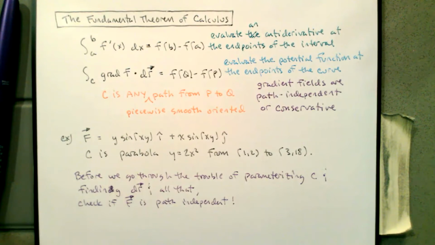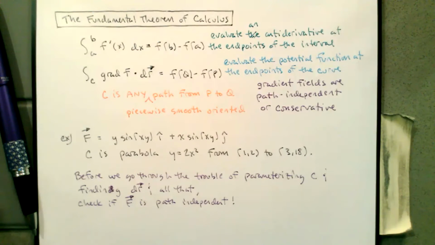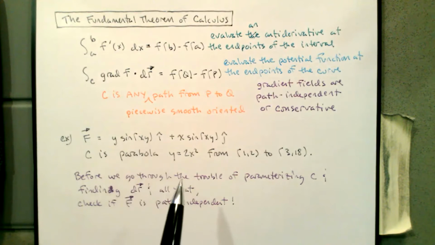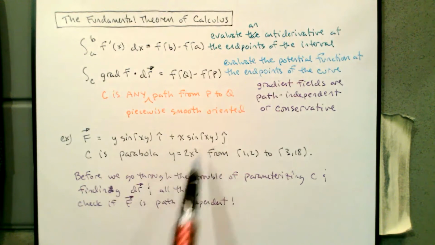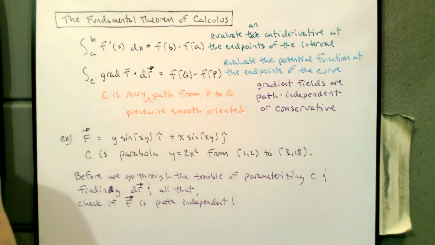Because if f is path independent, then we can just find the potential function and evaluate at the endpoints (1, 2) and (3, 18). And what we notice is that in both cases, if we integrate sine of xy, dx and dy, note that the y is the derivative of the inside with respect to x, and x is the derivative of xy with respect to y. So we'll notice that f is the gradient of the function.